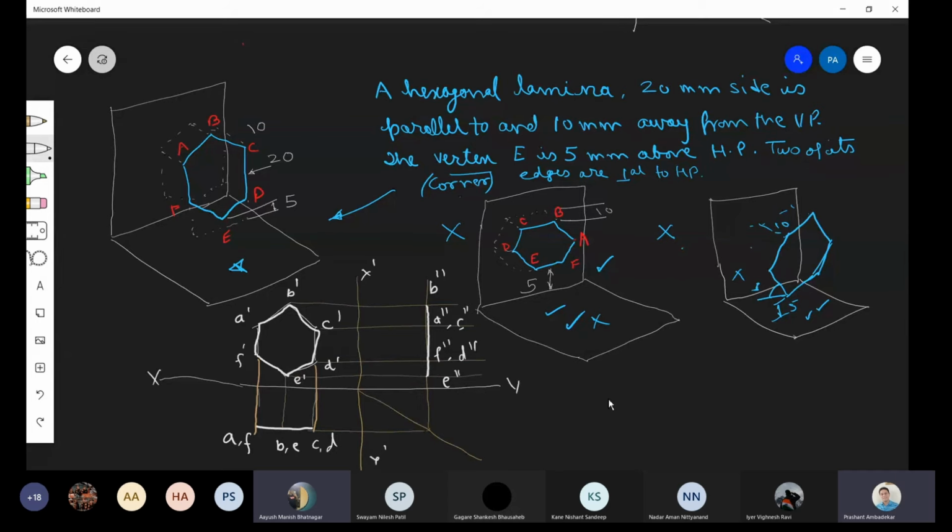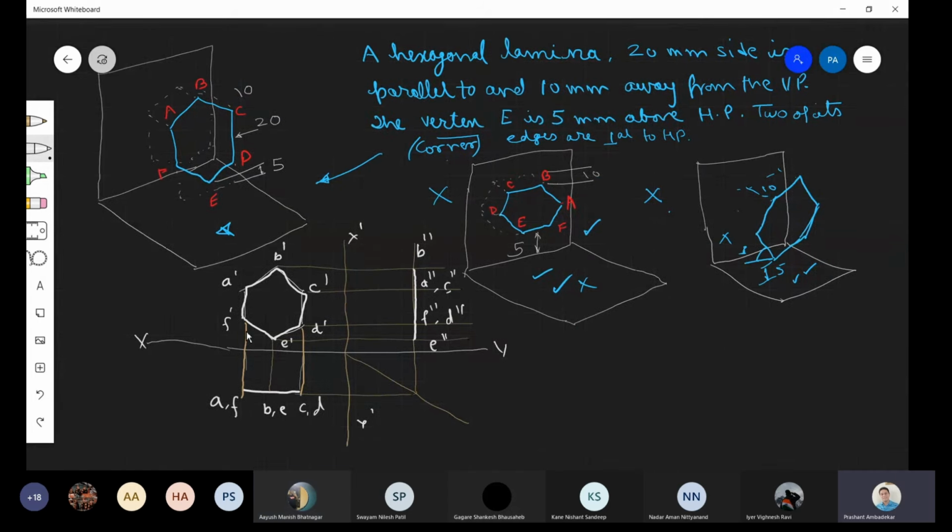And similarly, if you want to draw the side view of this, it will be exactly the same, only this hexagon will be drawn like this. Correct? This hexagon will be drawn like this.